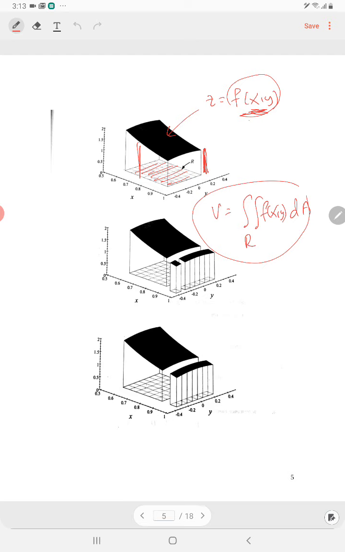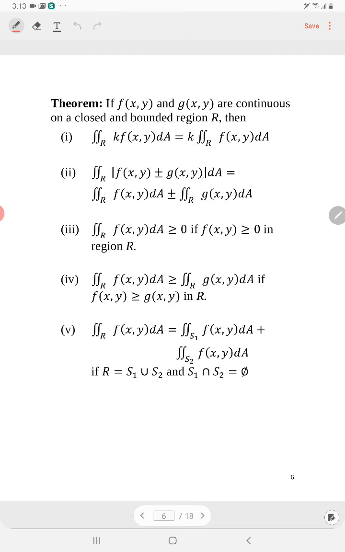Okay. All right, so now we have another theorem. Let's say you have two functions, f and g, and they are continuous in closed and bounded region R. So here you can see that we use dA instead of dx dy or dy dx. So in general, we just put dA. The first characteristic is if you have a function f of xy multiplied with a constant, you want to integrate over region R, you can take the constant out. You can write the constant before the double integral.